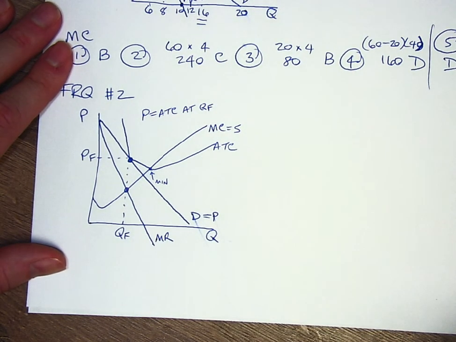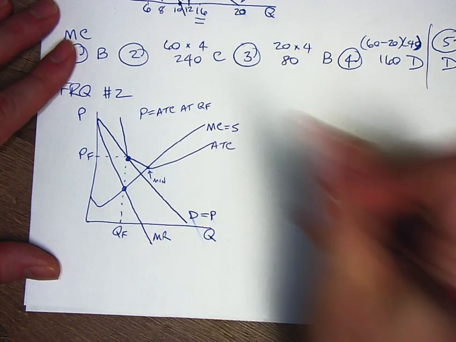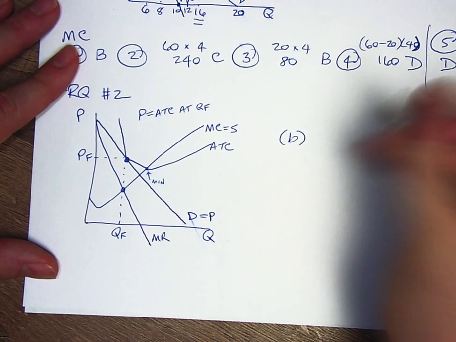That's a normal profit in the long run or in the short run. It doesn't really matter. It's a monopoly. So that's A. This is B. B says, can it earn a positive profit in the long run? Explain. Yes.